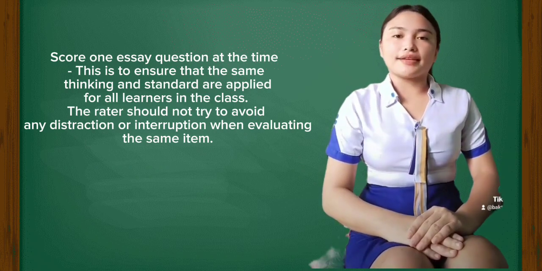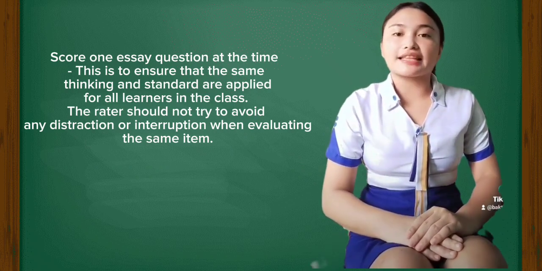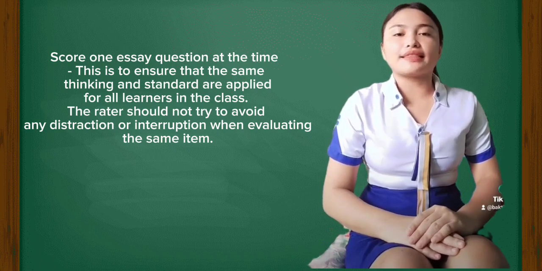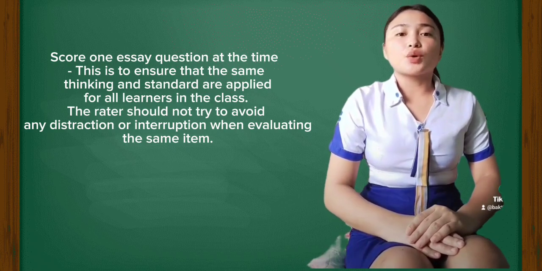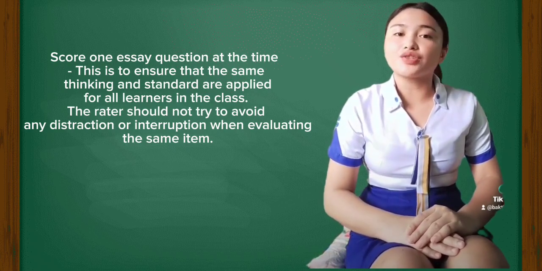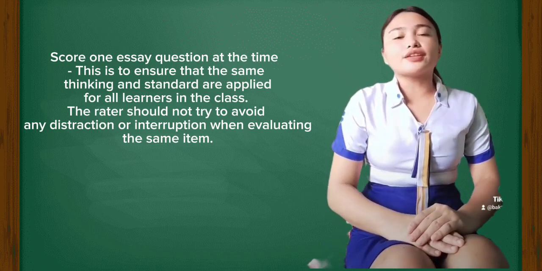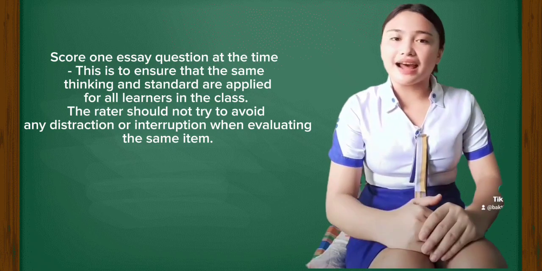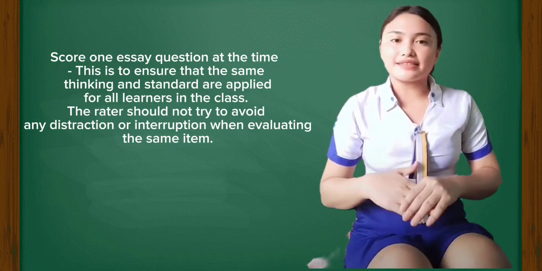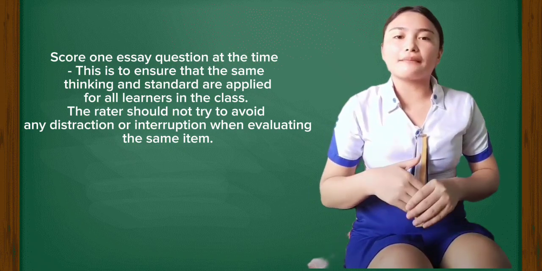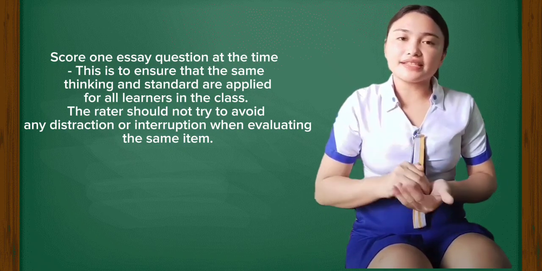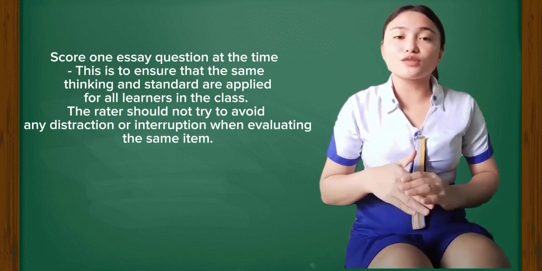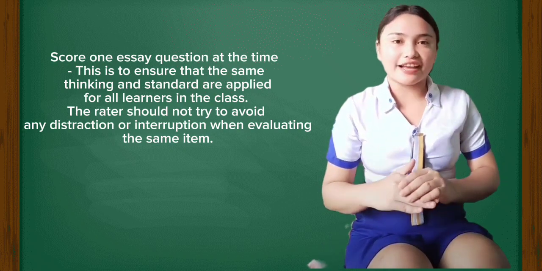So the fifth one is score one essay question at a time. This is to ensure that the same thinking and standard are applied for all learners in the class, so the rater should try to avoid any distraction or interruption while evaluating the same item. So ang rater kinahanglan dili siya ma-distract sa pag-evaluate sa usa ka essay, dapat focus lang gid siya sa unsay iyang gi-checkan.